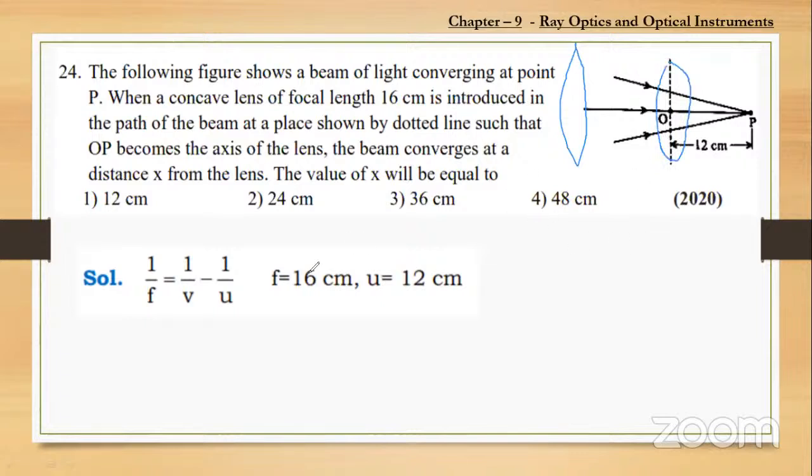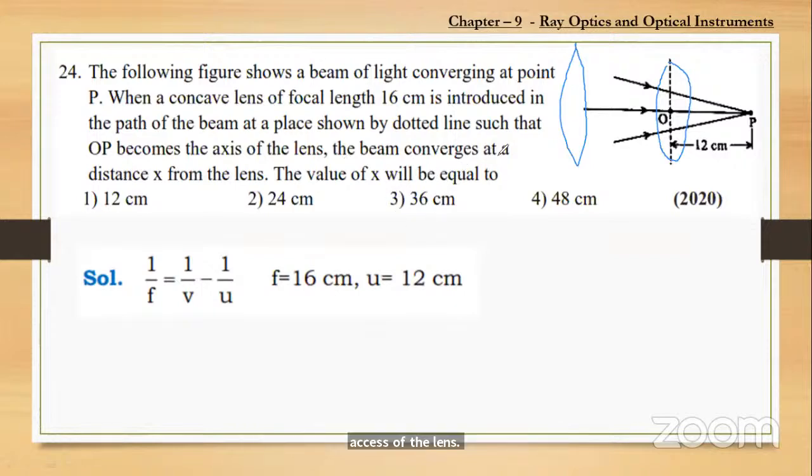ಓಕೆ, ಅವ್ರು ಏನ್ ಹೇಳ್ತಾ ಇದಾರೆ ಅಂದ್ರೆ, such that OP becomes the axis. OP become the axis of the lens. Okay, axis of the lens. ಮೇಲೆ ಕೆಳಗಡೆನೂ ಇಲ್ಲ, ಕರೆಕ್ಟ್ ಎಕ್ಸಾಕ್ಟ್ಲಿ ಆಕ್ಸಿಸ್ ಅಲ್ಲಿ ಬರುತ್ತೆ.